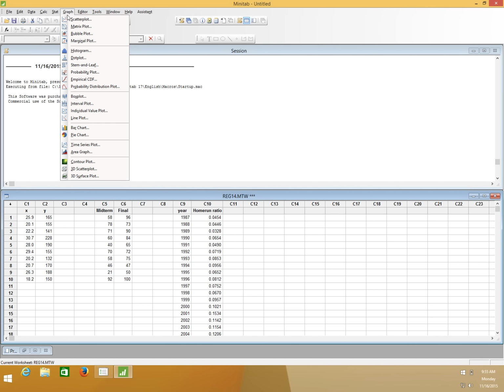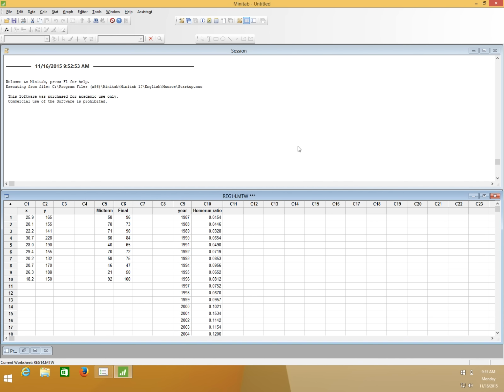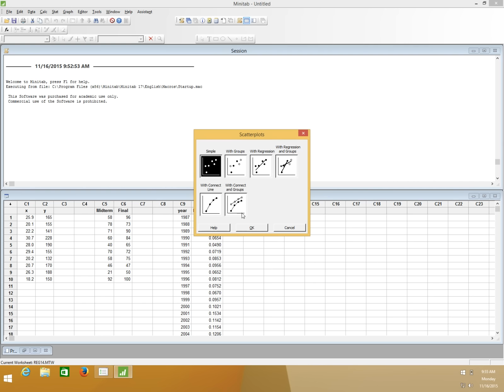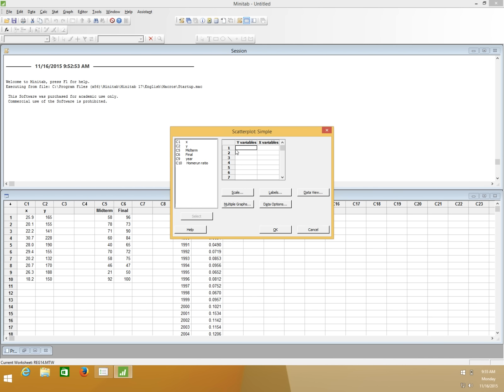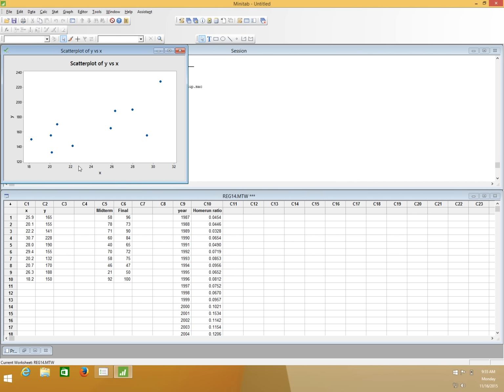Okay, let me just start with a graphic. We probably want to do a scatter plot between these two, X and Y. Let's just start with the simple. It's asking for the Y, which is called the dependent variable. I've labeled it Y here, but it could have also been labeled just cholesterol. And X, which is the prediction variable, and it is BMI here. So if I press OK, I've got X's on the X-axis, I've got Y on the Y-axis, and I've got a scatter plot here.